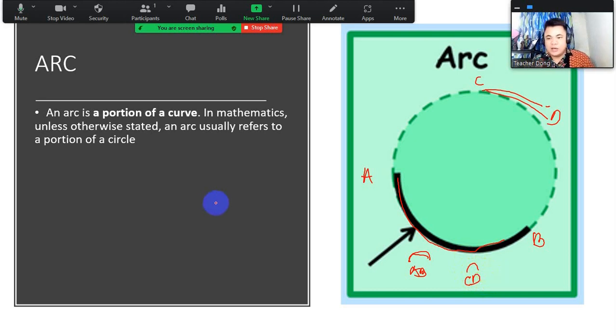So we are now using three symbols: the first for a point or segment, then for a line, and then for an arc. These are the usual symbols that we're going to use in this chapter about circles.